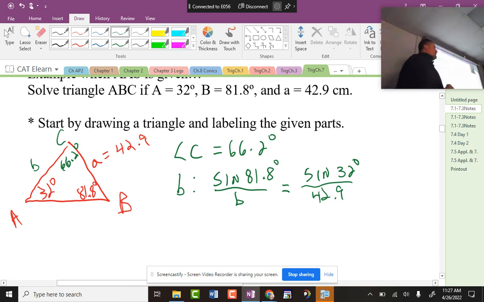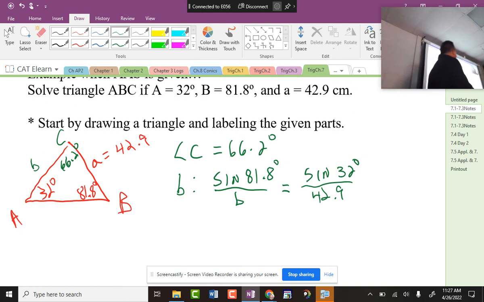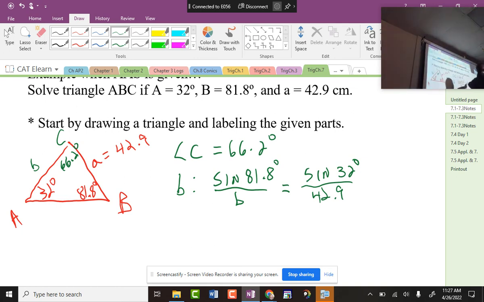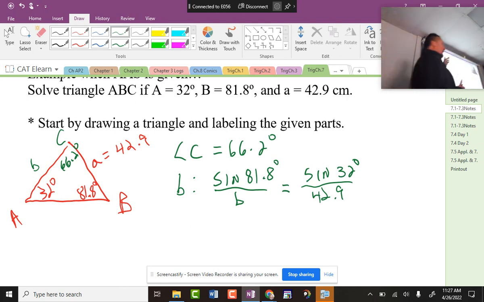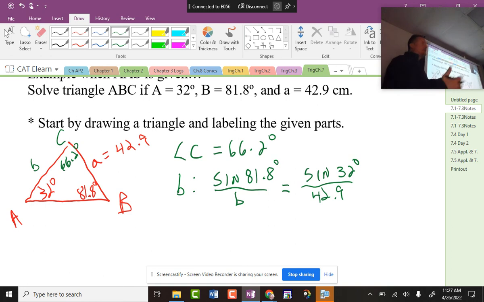How many unknowns do you see right now? How many unknowns? 3, 2, 1, go. No, how many unknowns? 1. When you have one unknown, you can solve for that. We're talking about this equation right here. When we talk about side, side, side, and side angle side, the law of sines has 2 unknowns. So if you try it during a quiz, you'll need to try something else, right? But we'll see that at the end.